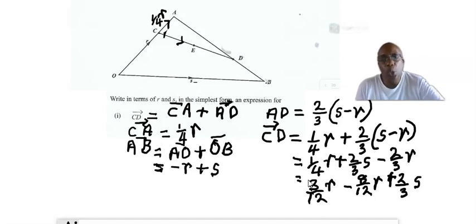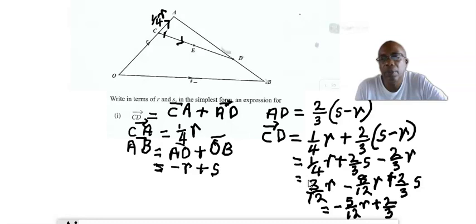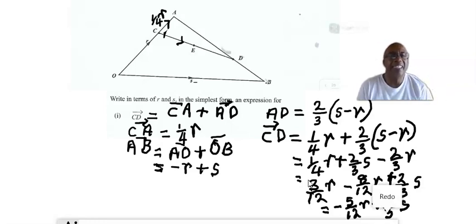So, what is 3 over 12 minus 8 over 12? 3 minus 8 is a negative 5. You'll get negative 5 over 12 R for the R's. So, we can put the answer as negative 5 over 12 R plus 2/3 S. And that is the answer for the first part of the vector question.